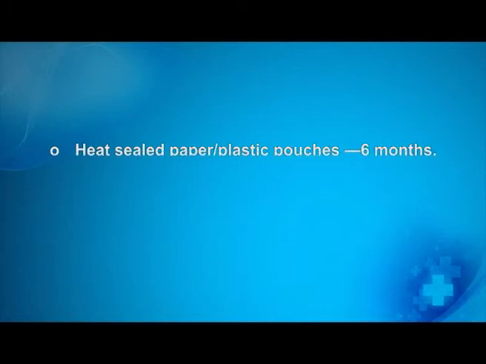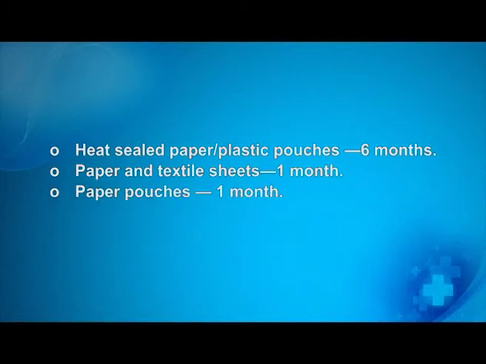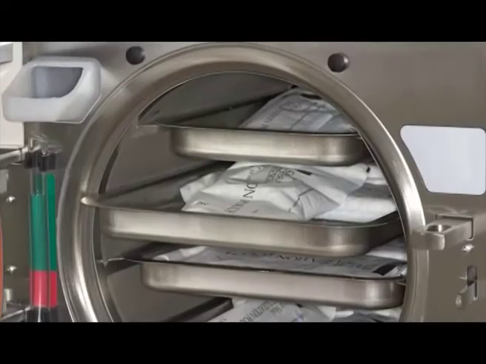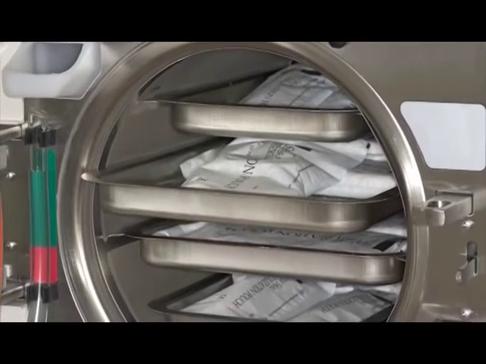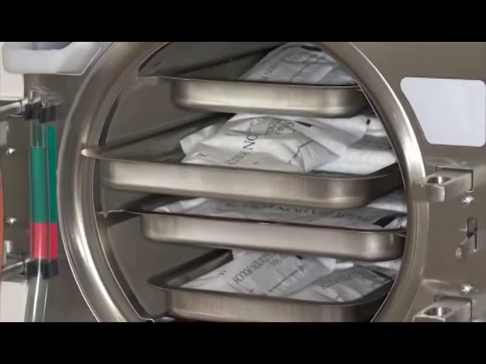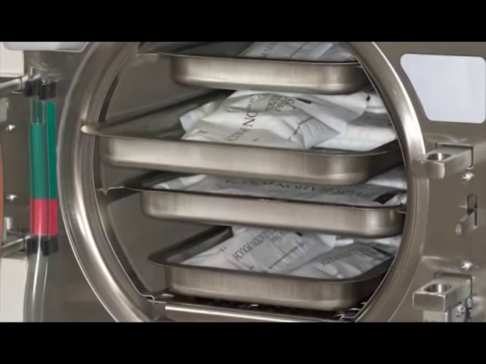For products processed in hospital CSSDs, the sterile time is of course different, and it may also differ from hospital to hospital due to local rules. Here are the most common ones. Heat sealed paper or plastic pouches for 6 months. Paper and textile sheets for 1 month. Paper pouches 1 month. Sterile goods must be stored properly, and even if the packaging material is good, it must be handled with care.